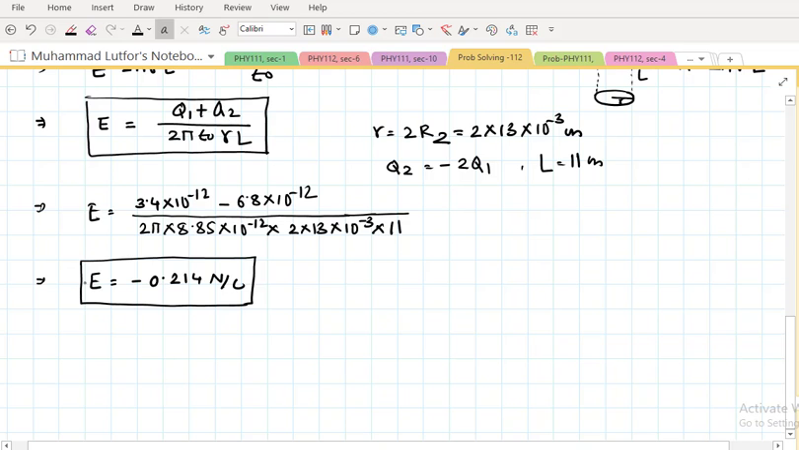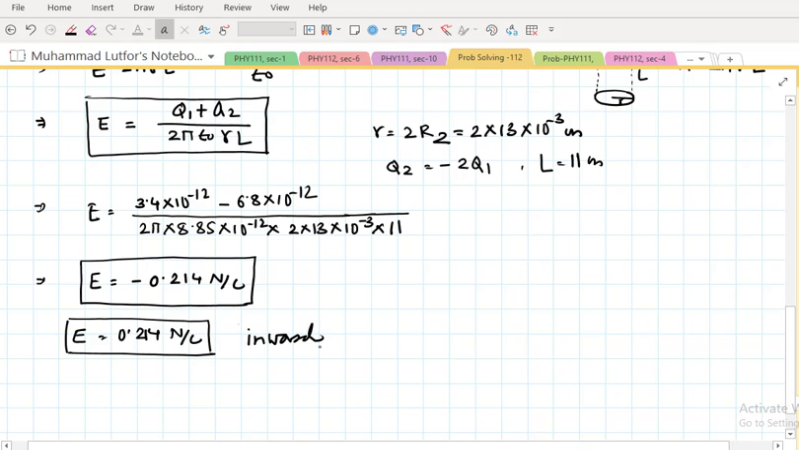So the magnitude E is 0.214 Newton per Coulomb, this is the magnitude, and the direction would be inward. So this is the answer to question B. Fine.